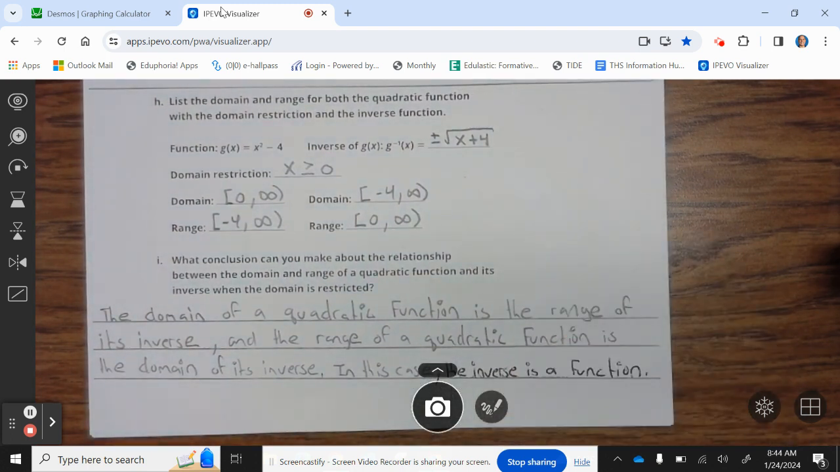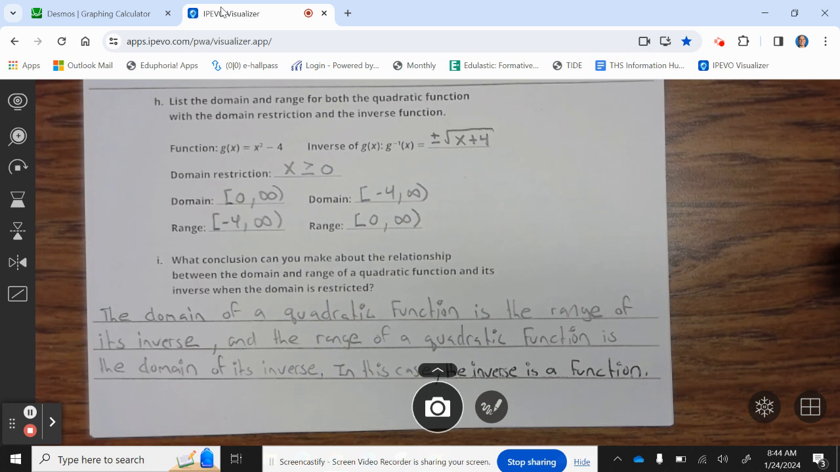H. List the domain and range for both the quadratic function with the domain restrictions and the inverse function. The function g of x equals x squared minus 4. When the domain is restricted to x greater than or equal to 0, the domain is bracket 0 to infinity, and the range is bracket negative 4 to infinity.